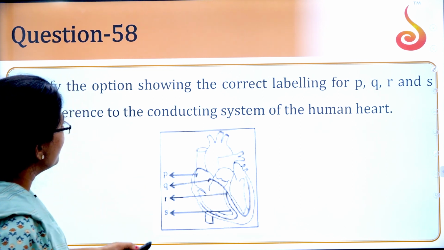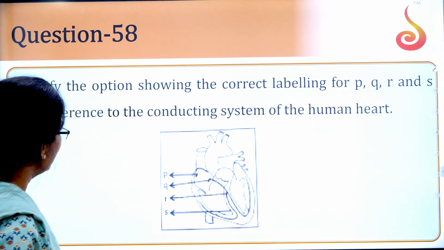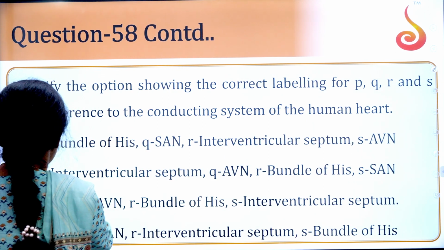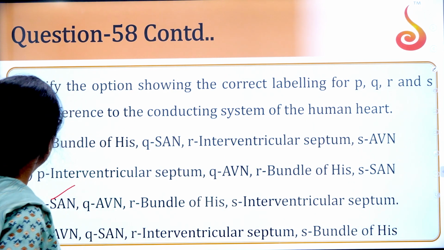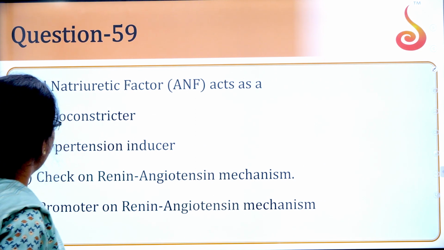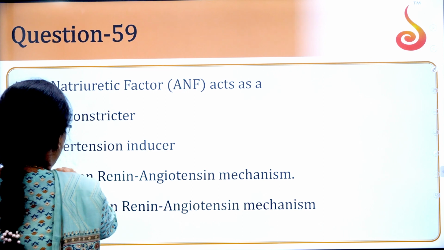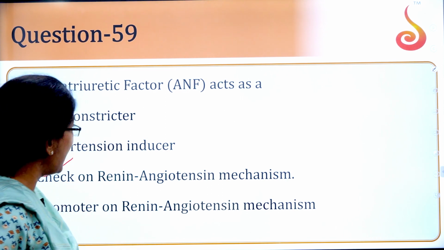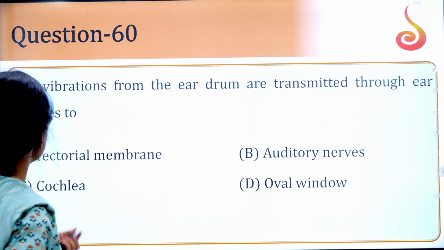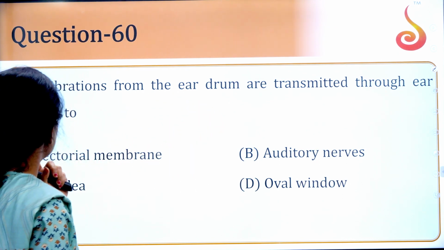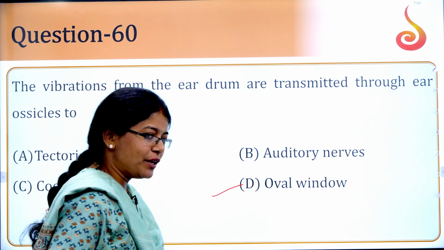This is the diagrammatic presentation of a heart. Again, here things are a little not clear, but very straightforward. The answer is going to be option C here. ANF, atrial natriuretic factor, acts as, again, check on the renin-angiotensin mechanism. And the last question, the vibrations from the eardrum are transmitted through ear ossicles to the oval window.